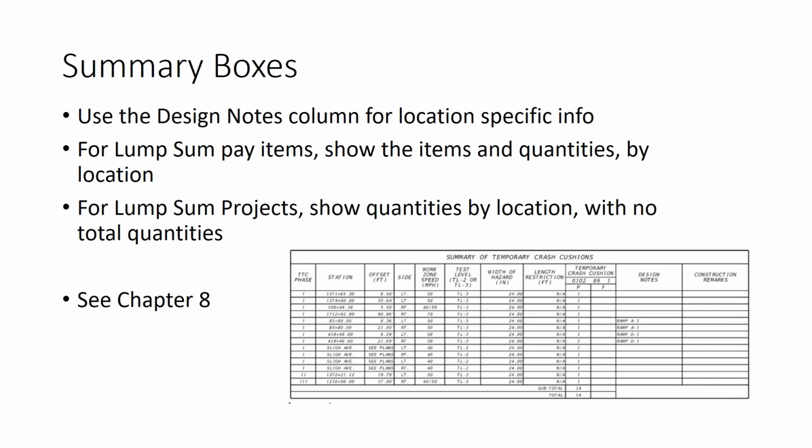For lump sum pay items, we want to ensure that all the quantities are identified by location, especially when there's a secondary unit of measure. For lump sum projects, complete summary boxes are still required to show all quantities by location, but we don't put in the total quantities. That total column is left blank.